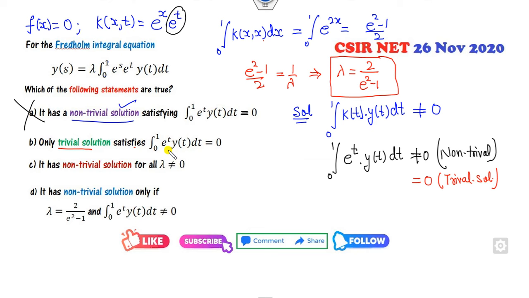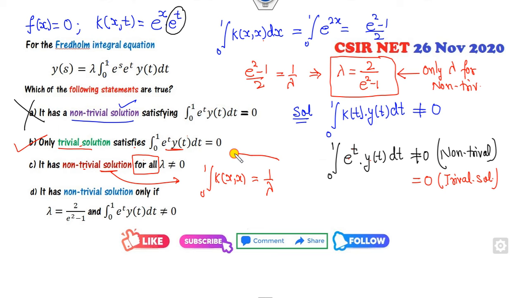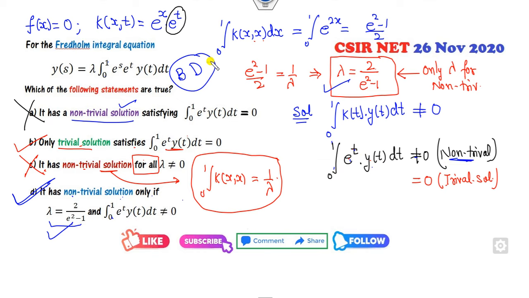Yes, you can see here e raised to power t, y of t is 0, then we have a trivial solution. It says it has a non-trivial solution for all lambda, but that is wrong. This is the only lambda for which you have a non-trivial solution. Because remember, for the non-trivial solution, this value of K(x, x) should be 1 over lambda, and I have obtained this value, so this option is also cancelled. The non-trivial solution exists only if this case is satisfied, and the integral from 0 to 1 of e raised to power t times y(t) is non-zero. So that is the right answer. So B and D are my correct answers.